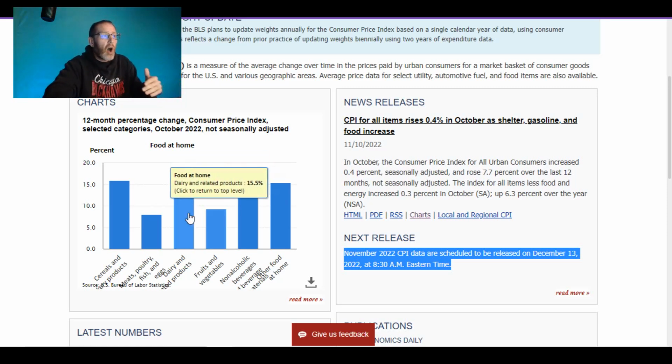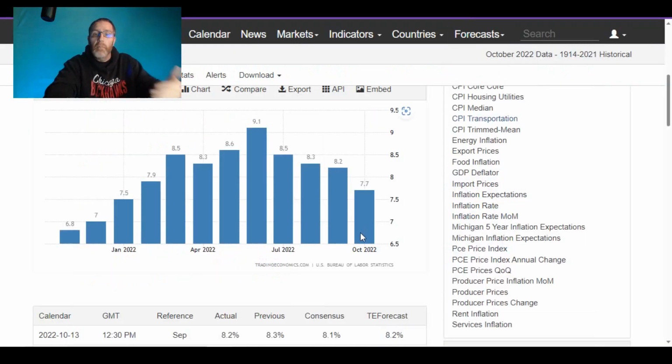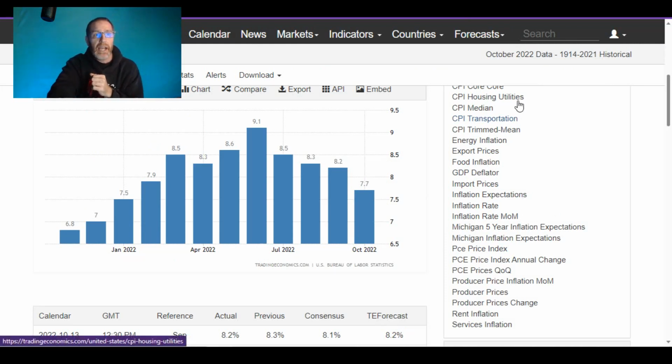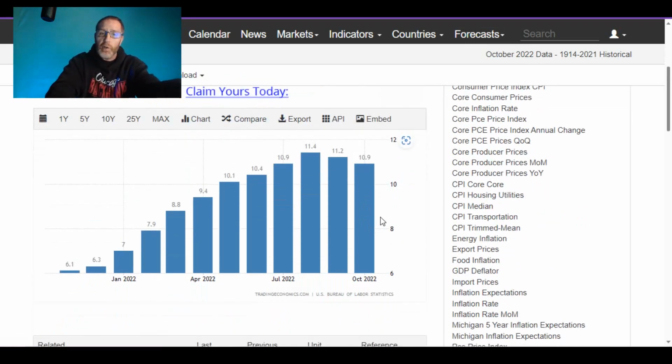So again, we can always go back to the whole idea of, yes, 7.7. But within that 7.7, there are more numbers. Now you can drill the data down even further. What's juicy about that, and don't worry because as always, any article you see in this video will be linked in the description below, is that you could go even further. CPI housing utilities, food inflation. Oh, isn't that what we were just talking about, everyone? Yeah, so you could drill down even into specifics for food inflation.